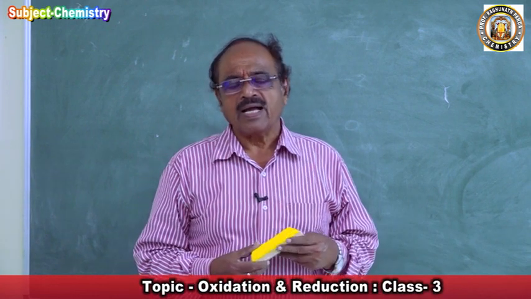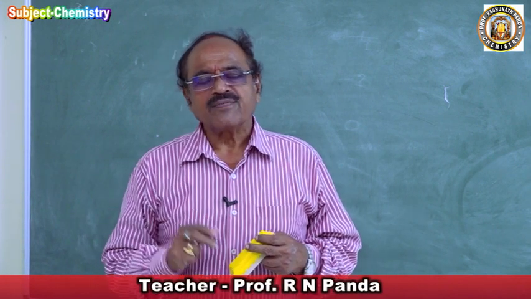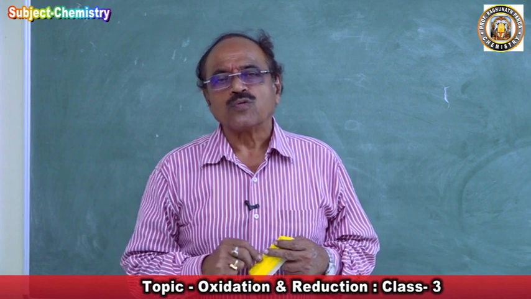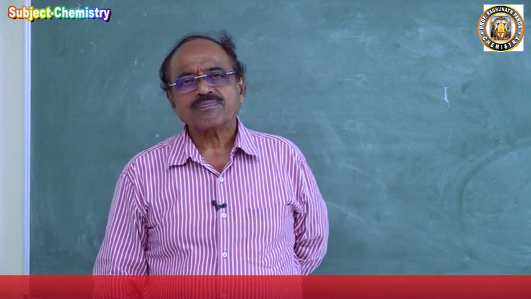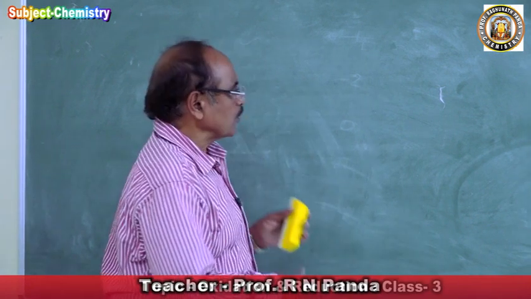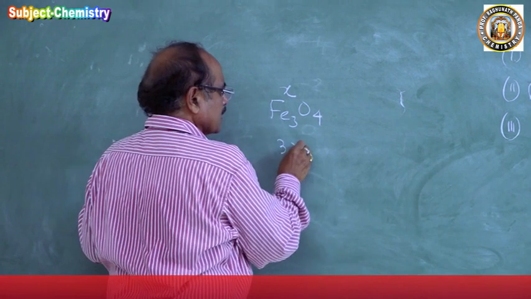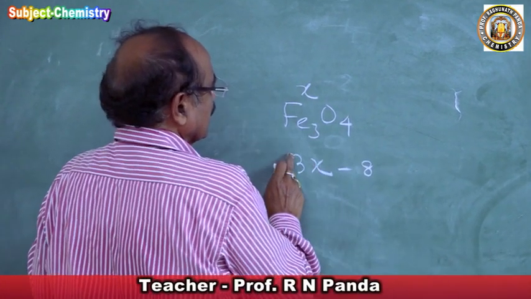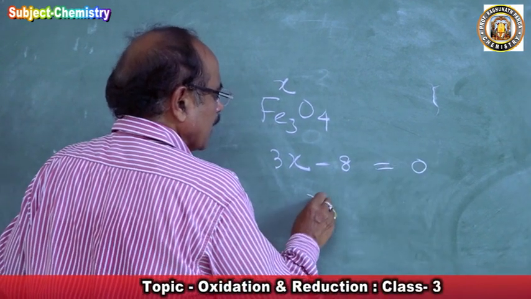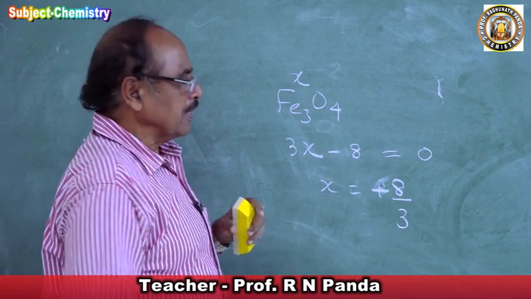We have seen in the case of FeO, ferrous oxide, the iron oxidation number is +2. In Fe2O3, the iron oxidation number is +3. But in Fe3O4, it is +8/3. If you calculate for Fe3O4, let iron be x. So 3x - 8 = 0, so x is +8/3. So it's a fraction.